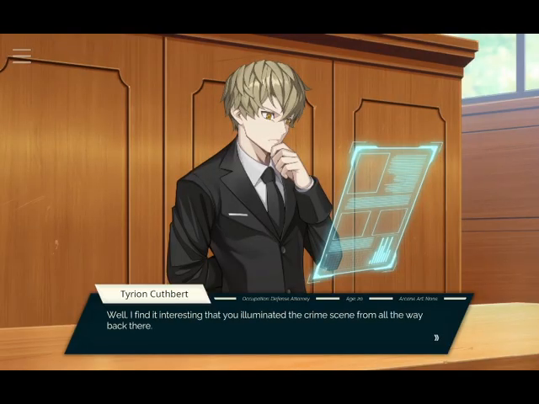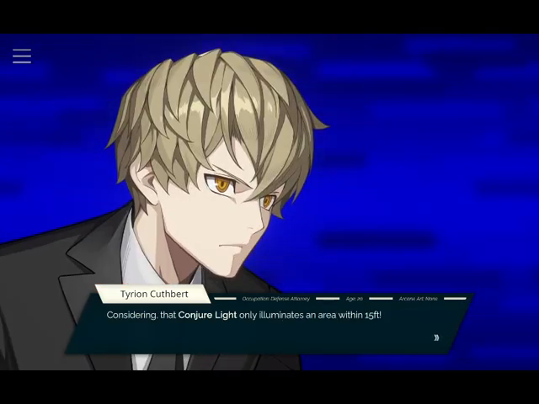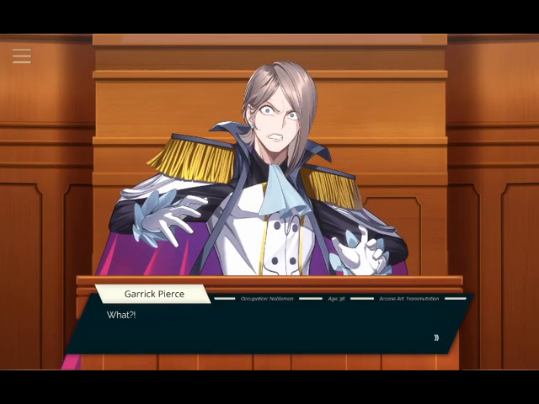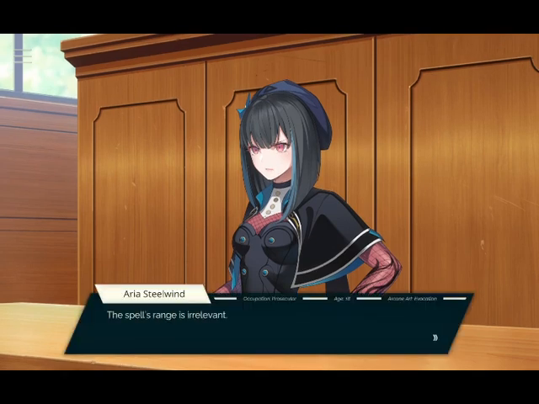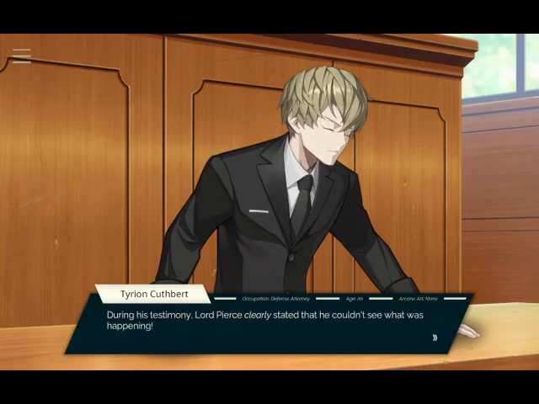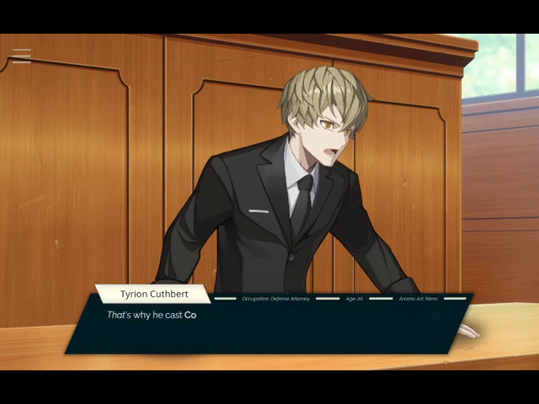Well, I find it interesting that you eliminated the crime scene from all the way back there. Considering that Conjure Light only illuminates an area within 15 feet. What? The spell's range is irrelevant. We've already established that the victim would have been illuminated by Mage Blight. During his testimony, Lord Pierce clearly stated that he couldn't see what was happening. That's why he cast Conjure Light in the first place. However, Conjure Light doesn't work like a normal source of light. It only provides illumination up to 15 feet of the caster, and no further. If he had stayed at the entrance, his spell wouldn't have done anything to help illuminate the scene.